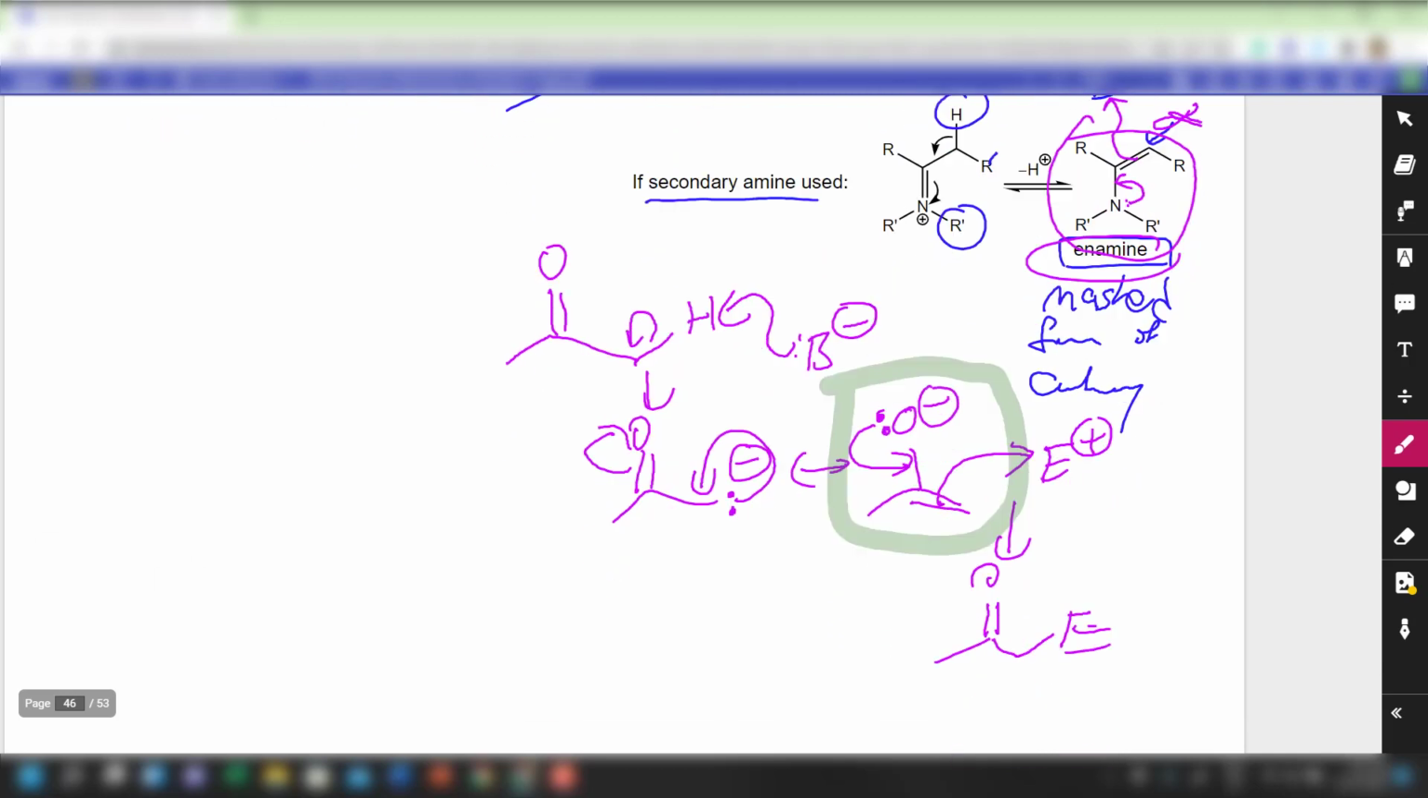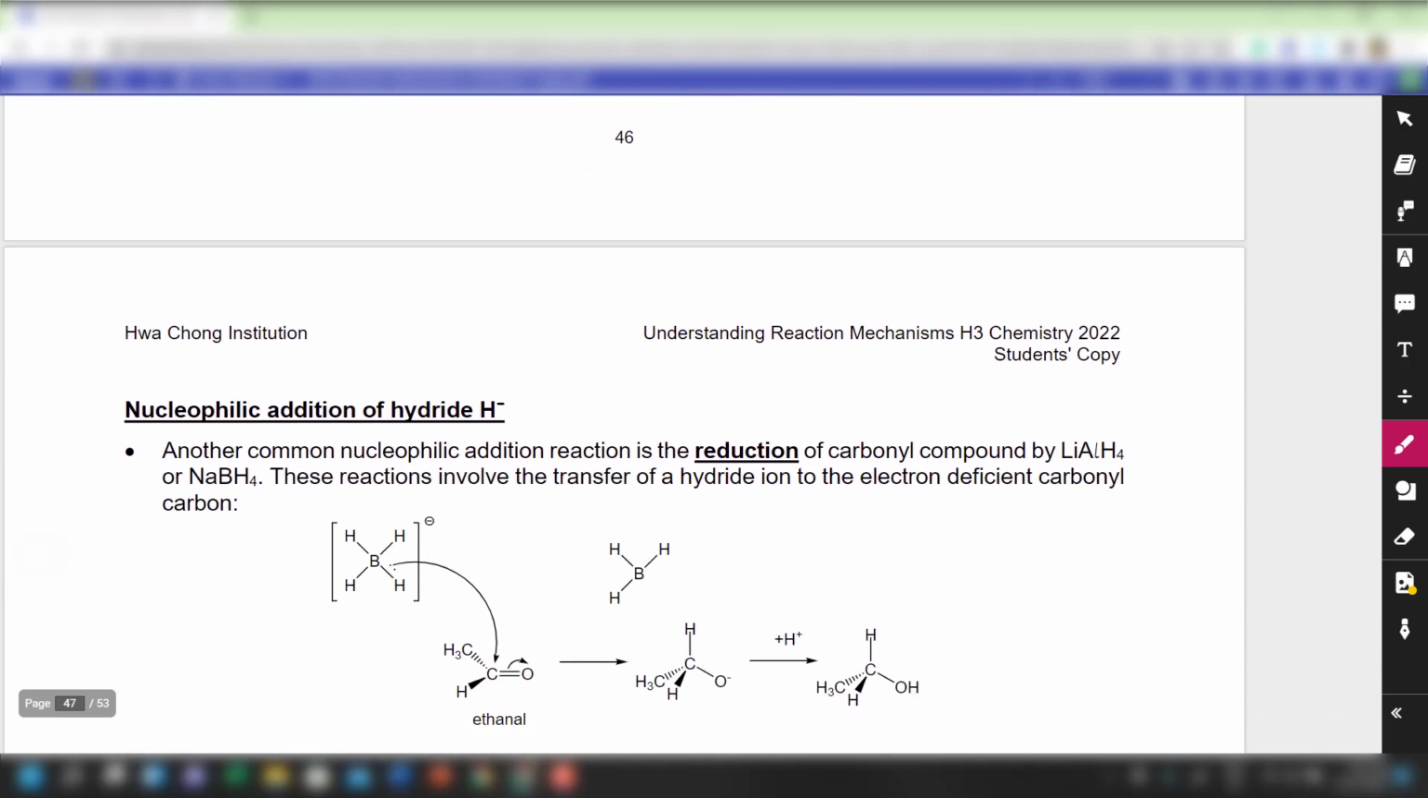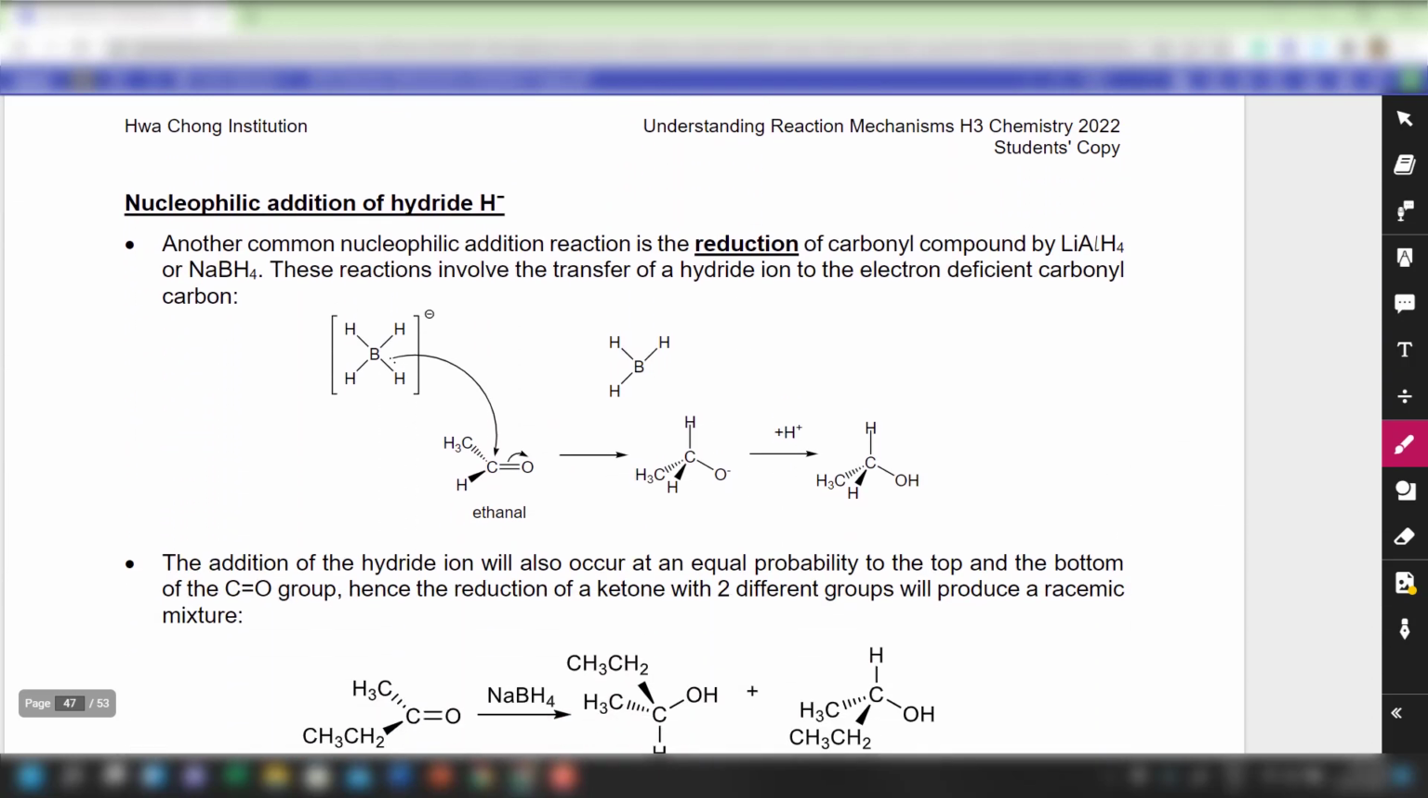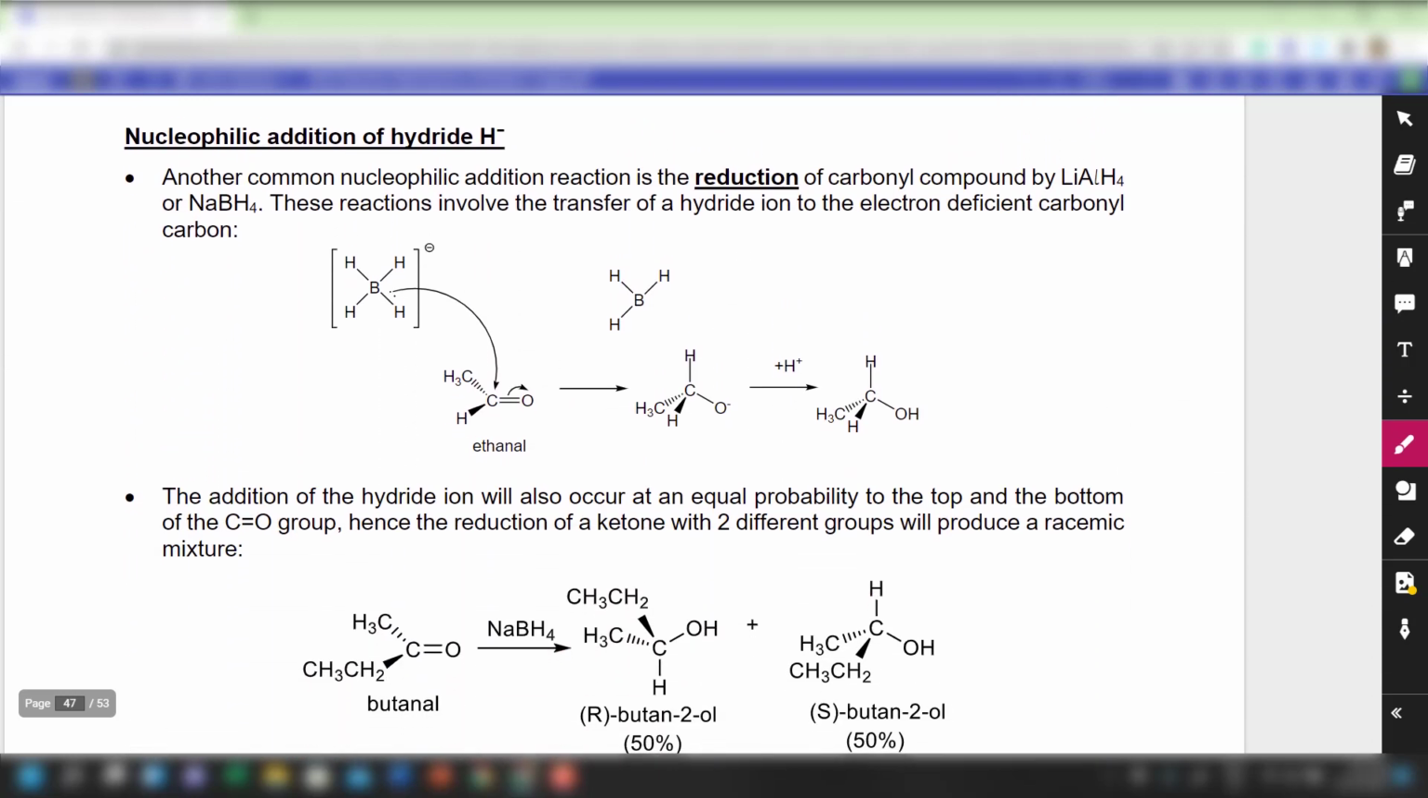Then next, we're going to look at the nucleophilic addition of hydrides. Essentially, this is a reduction reaction. You learn about two common reducing agents: lithium aluminium hydride in dry ether and sodium borohydride in methanol. Essentially, you can represent the arrow pushing for the hydride using simply H minus. I think in H2 we usually ask you to represent it with H minus.